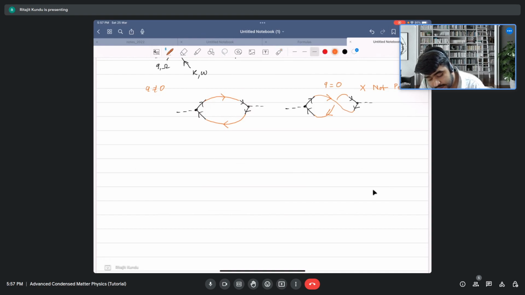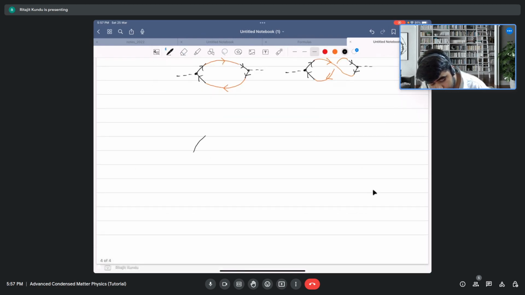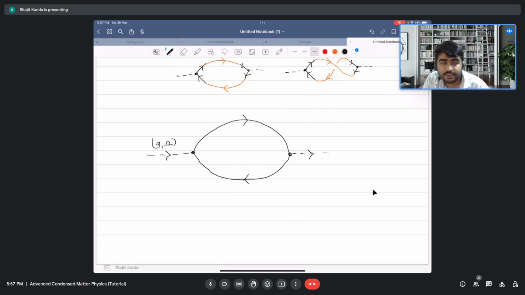Let's draw this in a better way. Let me do a large diagram, and I'll now write all of the momentum and energy at the vertices. So q, omega goes in, and because there is no dissipation at all, q, omega has to go out, because energy and momentum are conserved. On the lower line, let's call the momentum and frequency k, omega, and on the upper line, let's call it k plus q and omega plus capital Omega. This is how the momenta are distributed.